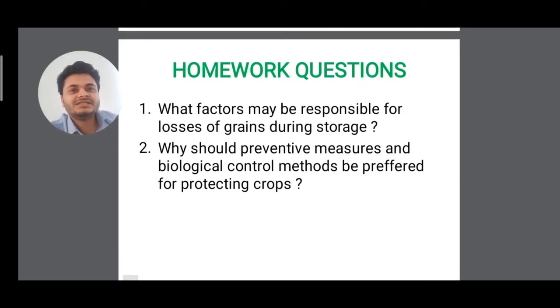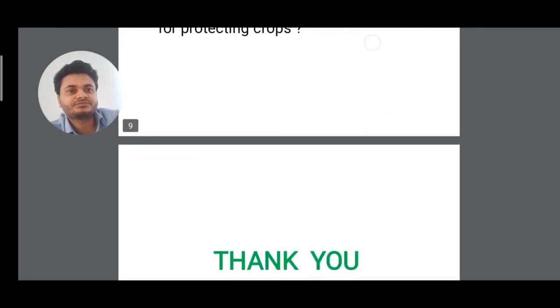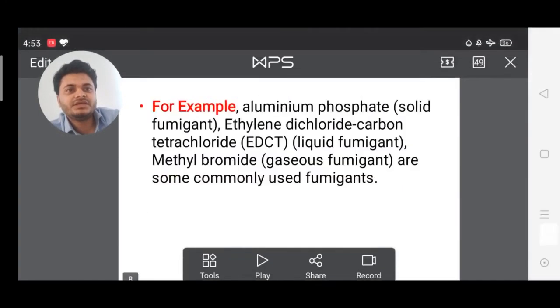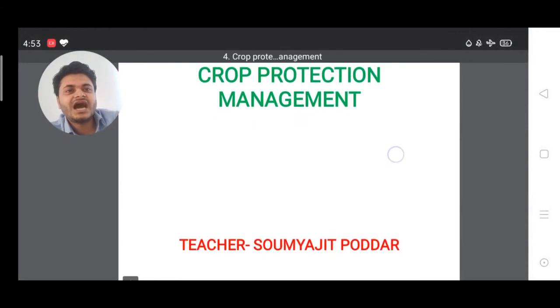So students, these are the homework questions. Number 1 is, what factors may be responsible for losses of grains during storage? And number 2 is, why should preventive measures and biological control methods be preferred for protecting crops? So these are the 2 questions. Students, in this lecture we have studied how crop protection management can be done.